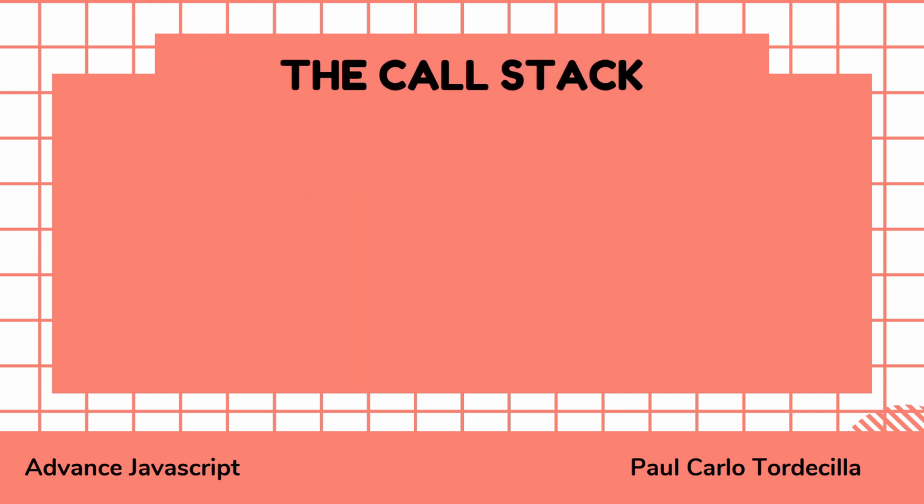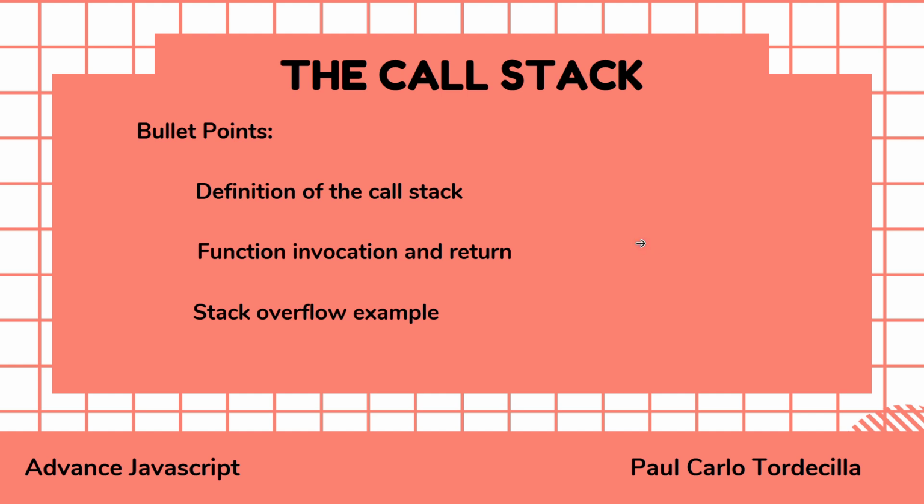The call stack. To understand the event loop, we first need to understand the call stack. The call stack is a data structure that keeps track of function calls in a program. When a function is invoked, it's added to the call stack, and when it returns, it's removed from the stack.